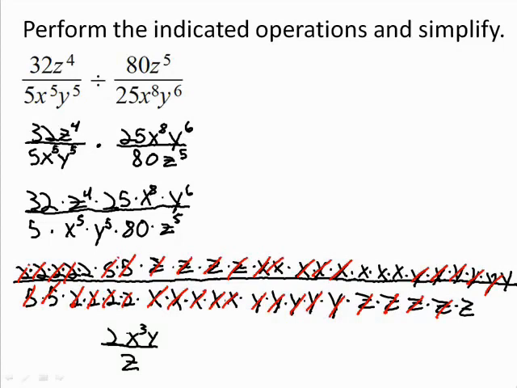This expression has to have the same domain as the original expression. In the original expression, there was an x and a y in the denominator, so neither x nor y can be equal to 0. The simplified expression is 2x to the 3rd power times y divided by z, where x is not equal to 0 and y is not equal to 0.